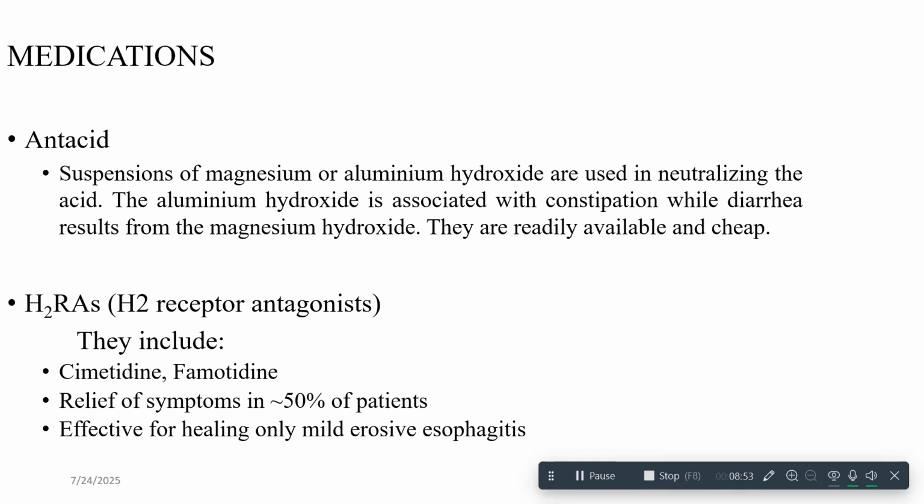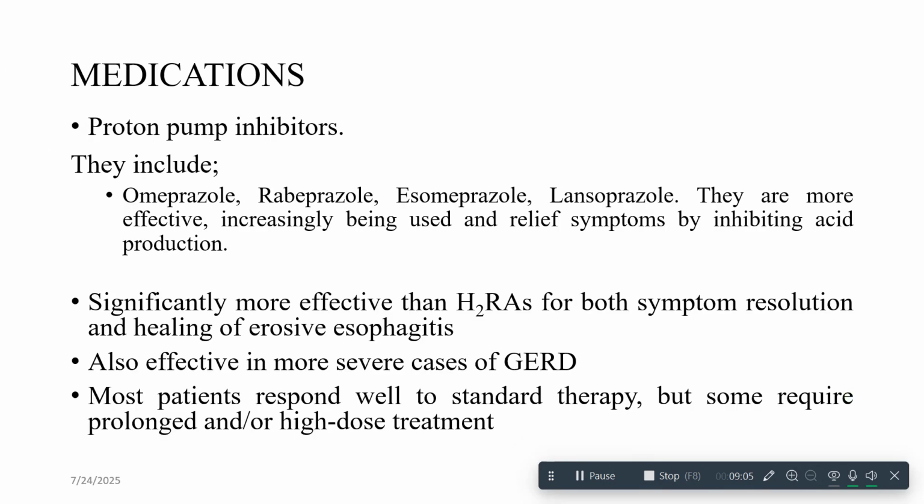The medications include antacids and H2 receptor antagonists, which include cimetidine and famotidine. This helps to relieve symptoms in 50% of patients. Other medications include proton pump inhibitors, which are omeprazole and rabeprazole, and they seem significantly more effective than H2 receptor antagonists for both symptom resolution and healing of erosive esophagitis. Also effective in severe cases of GERD.